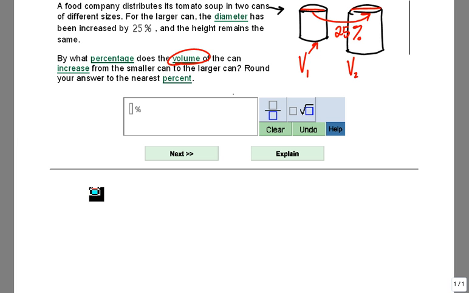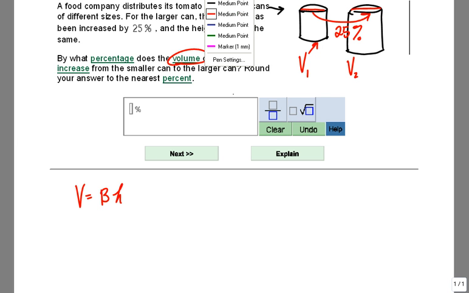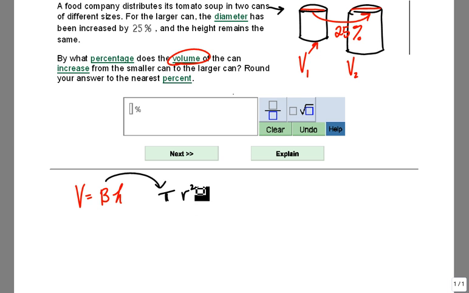Okay, so step number one. The volume of the first can is going to be area of the base times the height. That's for any cylinder, but our base, we know because it's a circle, is going to be pi radius squared times the height. And that's the volume of the first can.